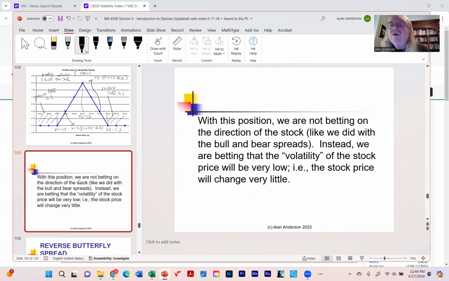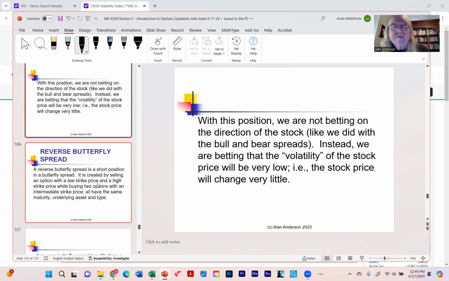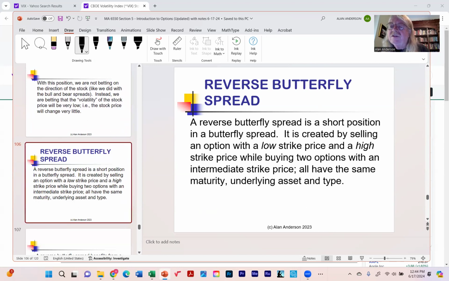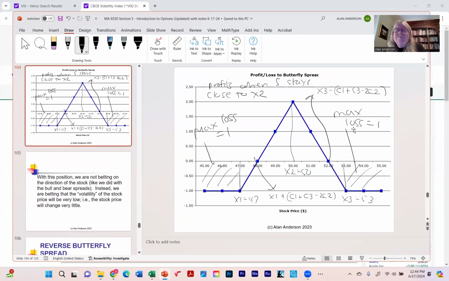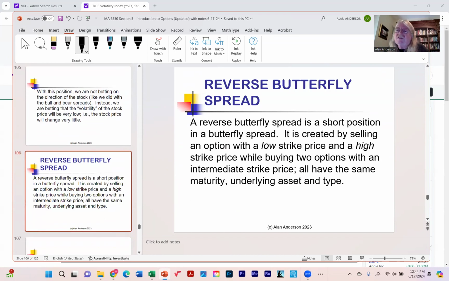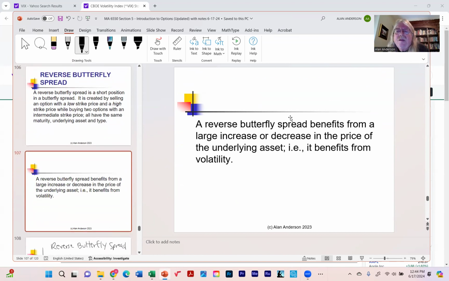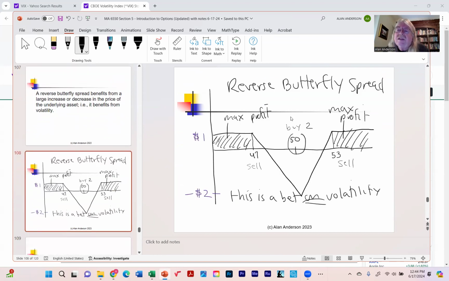Okay, now what if we expect a lot of volatility? Then we just do everything in reverse. We sell the low strike, we sell the high strike, we buy the two in the middle, and this becomes known as a reverse butterfly spread. Reverse means we're changing the signs of our position. We also know that means the graph will be flipped upside down. Also, by the way, this one provides us with $1 in our pockets when we set it up. So this is what it looks like now.